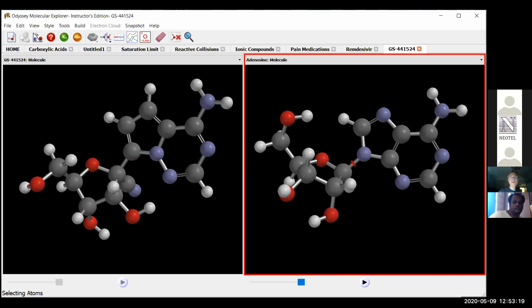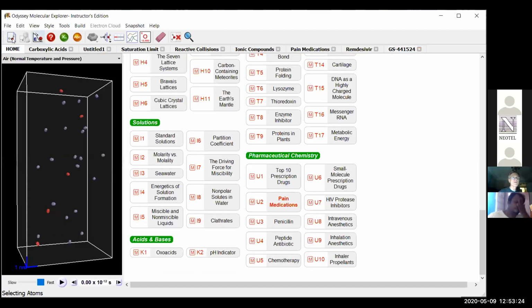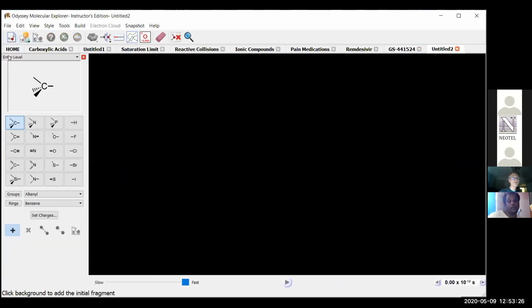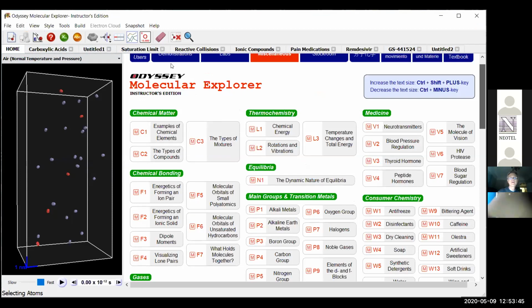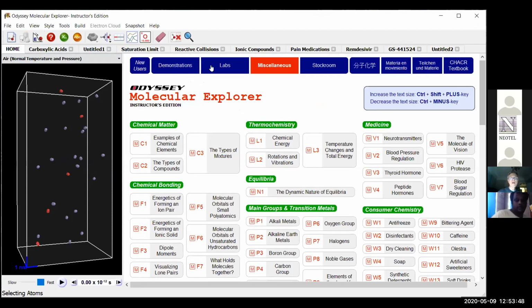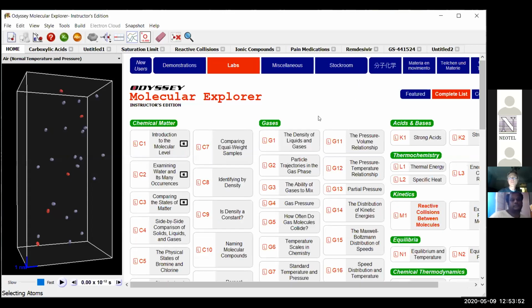Okay, so that shows you the build functionality of the program. It's an open-ended program that can be used for all kinds of things in a teaching context. So you can go with what you could call canned content, demonstrations, labs, or you can do your own thing, which I just gave you an example of.